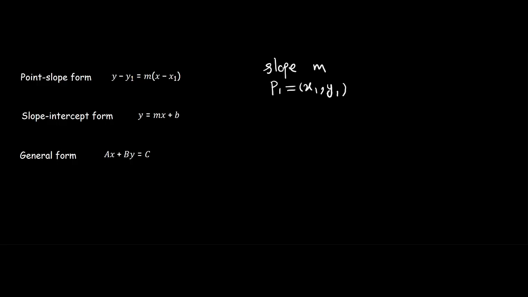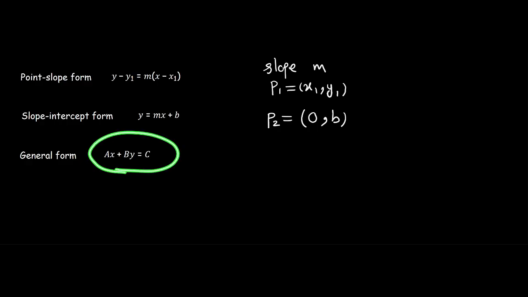If we have a slope and the y-intercept, it means that x is 0, so the point is 0 and y1. Then we can write the slope-intercept form. And here b actually is another point. Let's call it P2. x is 0 and the y value is equal to b. Then we have the slope-intercept form, which is y equals mx plus b.